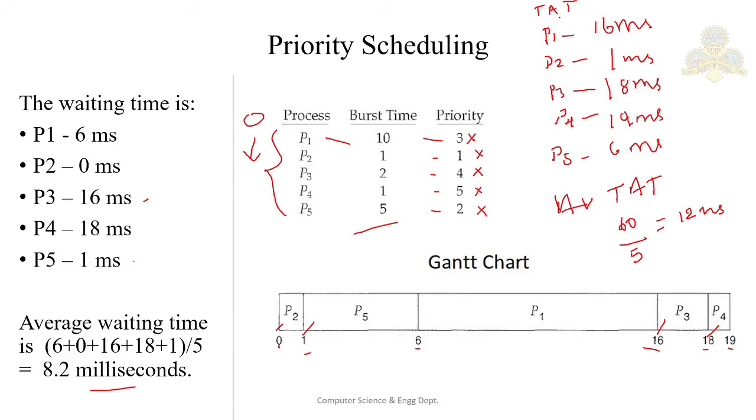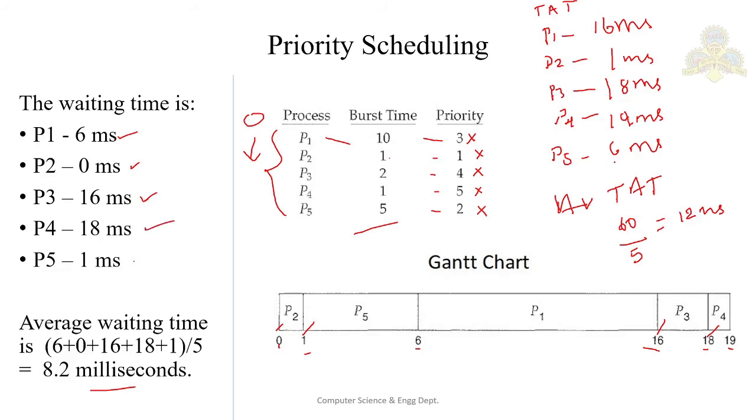Waiting time is equal to turnaround time minus your burst time. So the turnaround time of process P1 is 16, minus burst time 10. 16 minus 10, you have got 6 milliseconds. P2: 1 minus burst time 1, that is 0. P3: 18 milliseconds minus the burst time 2, that means 16 milliseconds. P4: 19 minus 1, the burst time, that means 18.